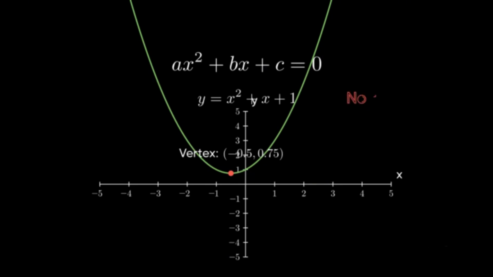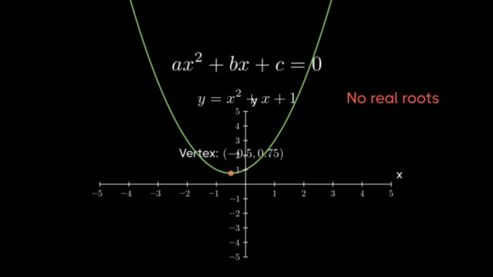The vertex of this parabola is at the point -0.5, 0.75. Since the y-coordinate of the vertex is positive and the parabola opens upward, the curve will always stay above the x-axis, confirming there are no real roots.